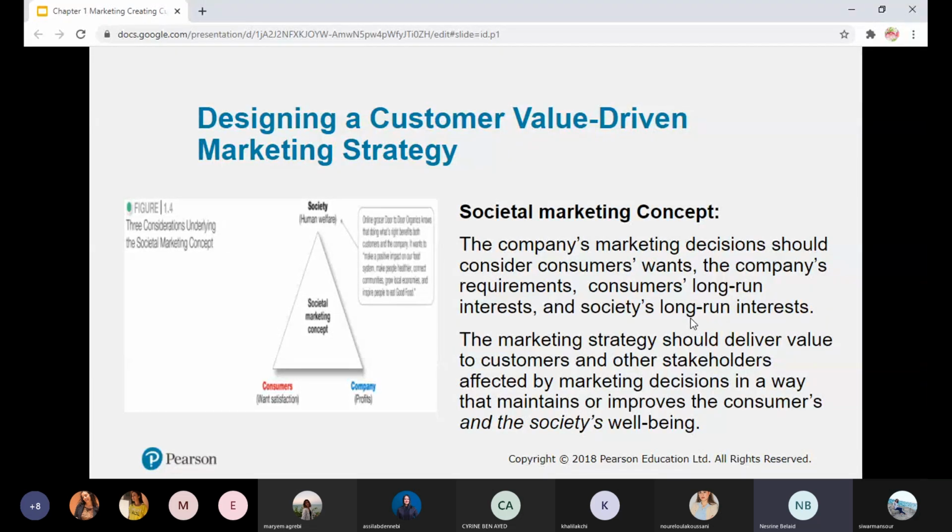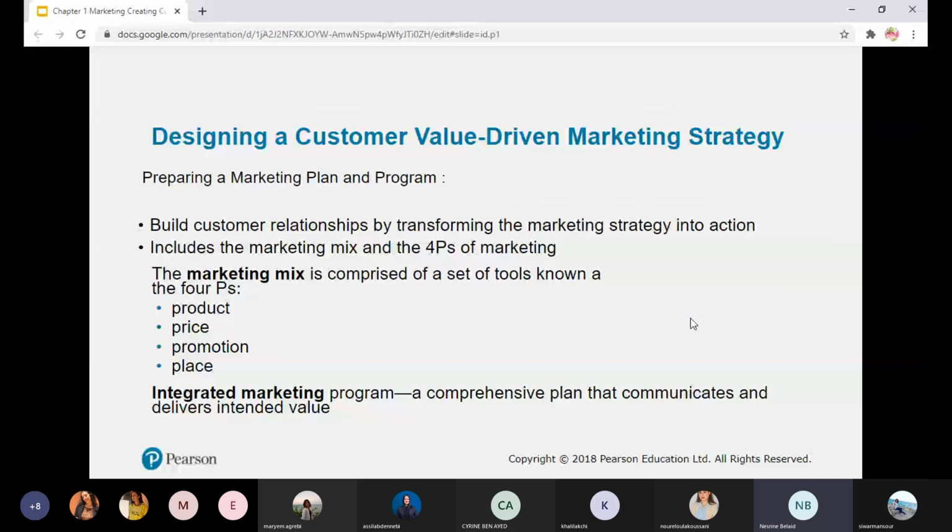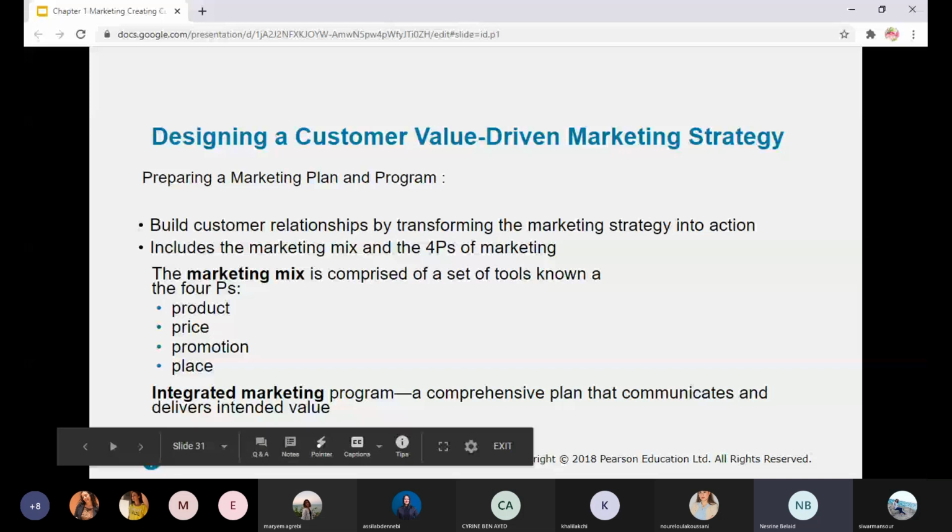All right. And designing a customer value driven marketing strategy. Here we build customer relationships by transforming the marketing strategy into action. And this includes the marketing mix and the 4 P's of marketing. So the marketing mix is comprised of a set of tools known as the 4 P's. We have the product, the price, promotion, and place. Okay?